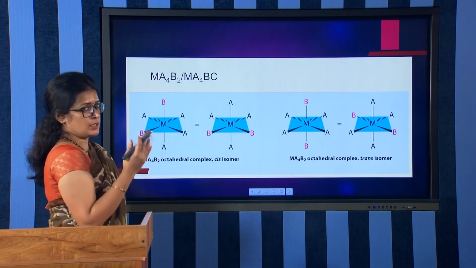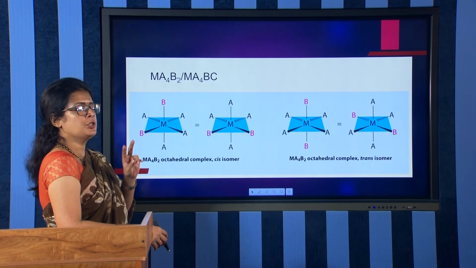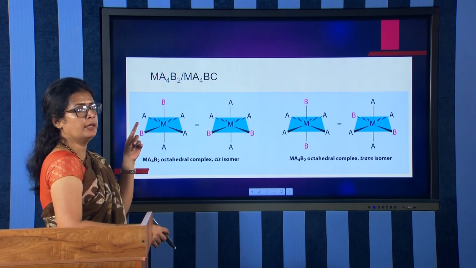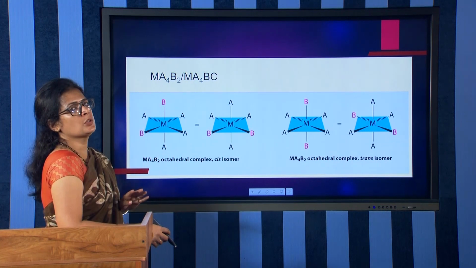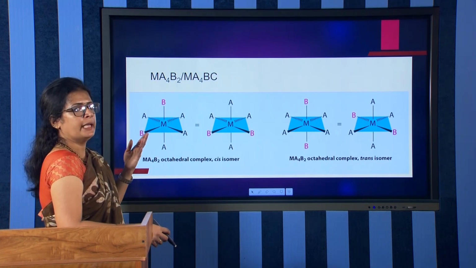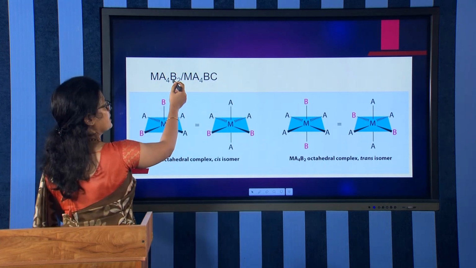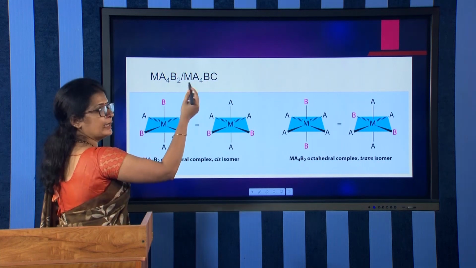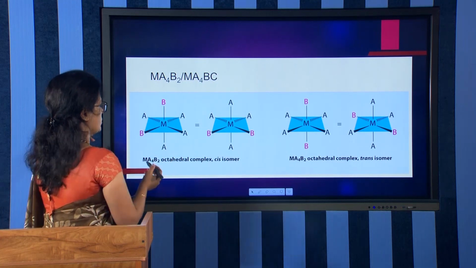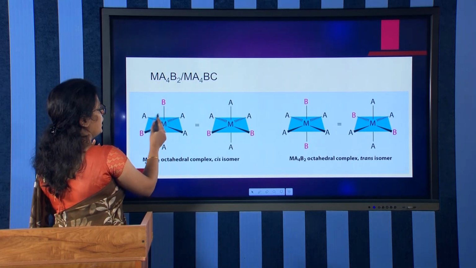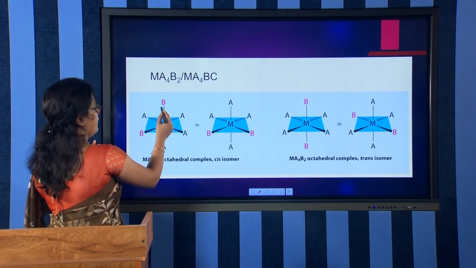Now, coming to the next type, that is MA4B2. MA4B2 means we are substituting 2 A in MA6 with B. So, MA4B2 means 4 molecules of A and 2 other ligands. Or MA4BC, if I substitute one B with another ligand, that is C. This is the structure. M, A4 means 1, 2, 3, 4, and B2 means 1, 2.